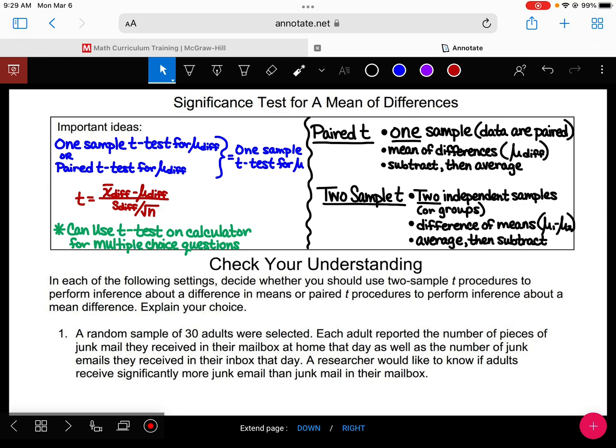Once you guys kind of get this down into your notes, I want you to look at the bottom of the page, the check your understanding. This is just simply trying to determine whether it's paired, so a mu diff situation, or is it a two sample? Is it a mu1 minus mu2 situation? So pull out any evidence. In addition to naming which procedure you would use, pull out evidence from the text to support your conclusion.